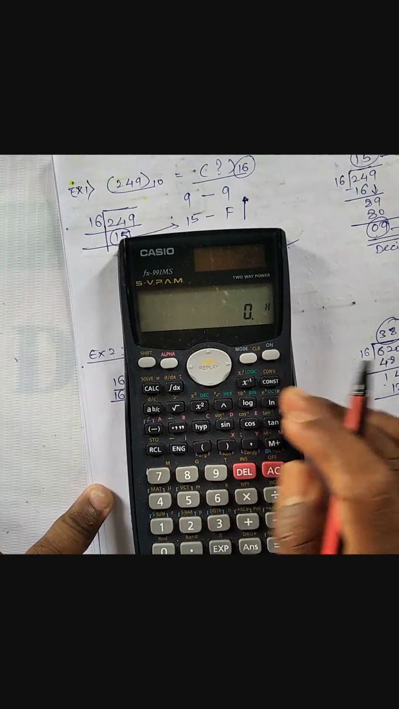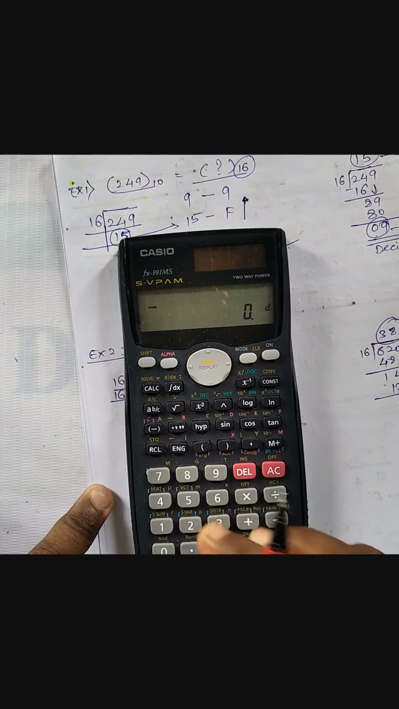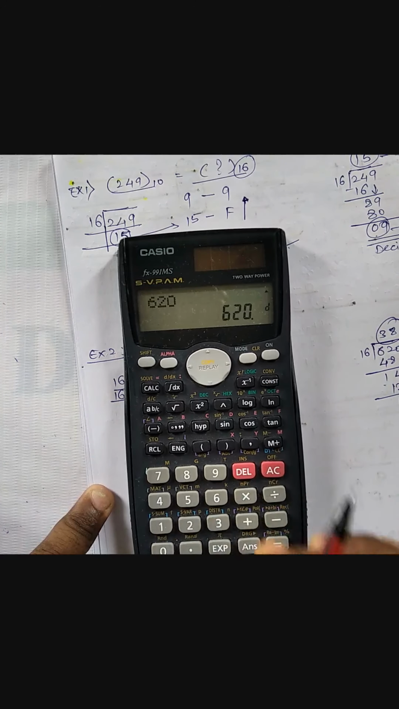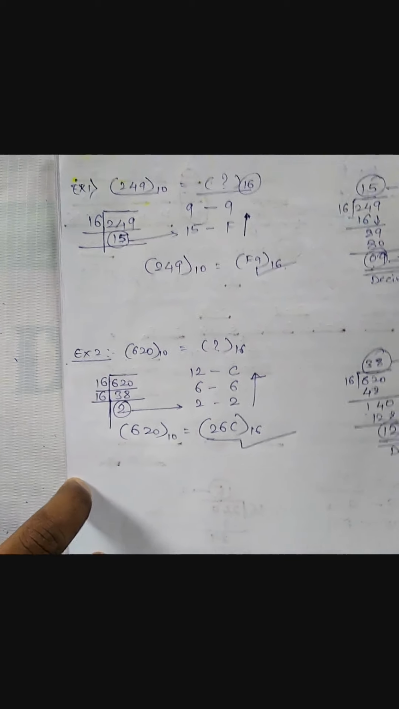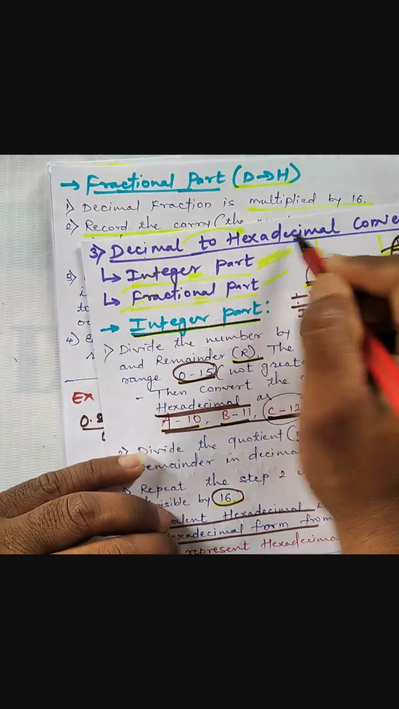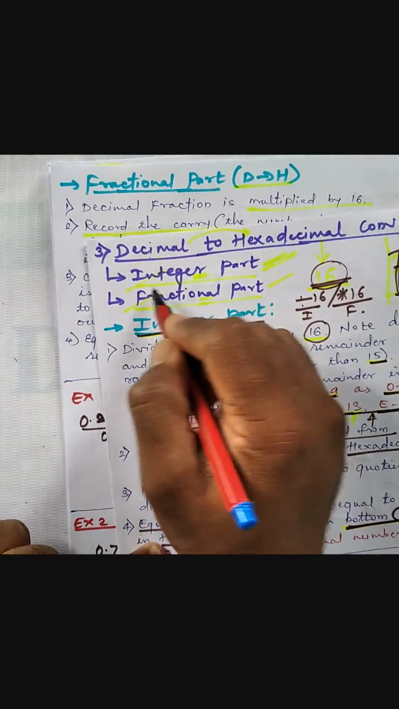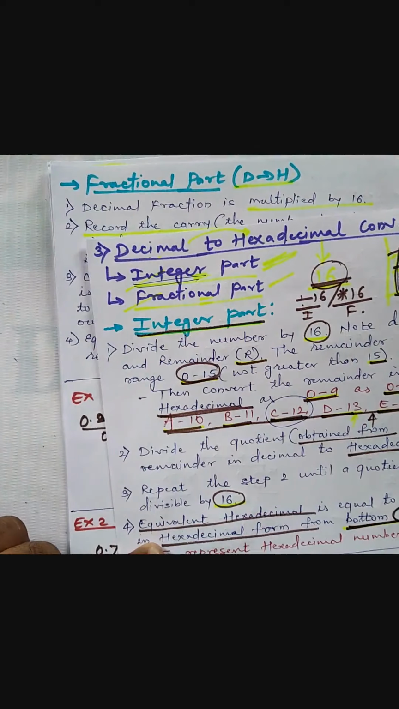Okay, we can even verify this with the help of a calculator. So I have 620 and if I convert this, I get 26C. So again, we are absolutely correct. So this is the method of converting a given decimal number into its equivalent hexadecimal as far as the integer part is concerned.